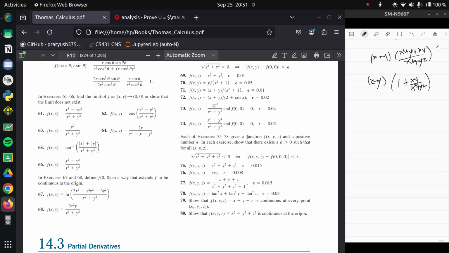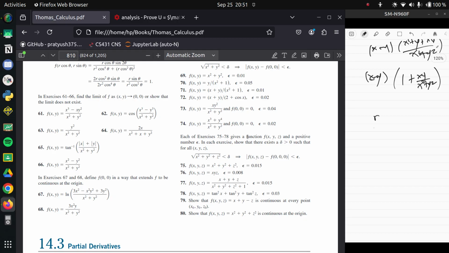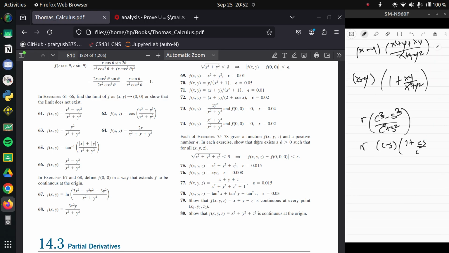So time for polar coordinates, I think. So we can just have r times cosine cube minus sine cube upon cosine square plus sine square. Let's hope something nice happens. So basically we're making r go to 0, and then your theta dictates this. Okay, so you can make a fixed theta or something like that, or even your theta can be varying with r. Let's assume your theta actually varies with r.